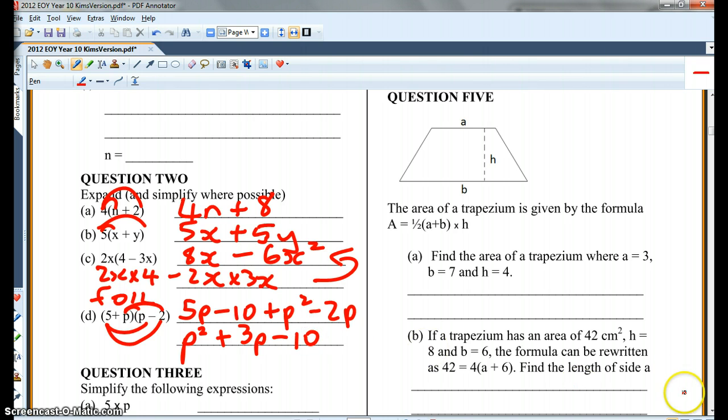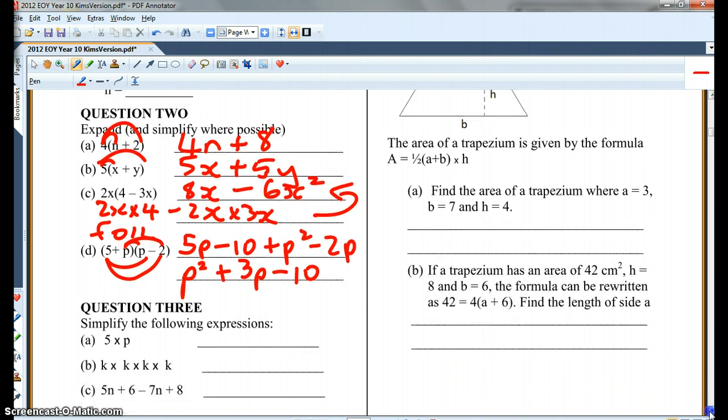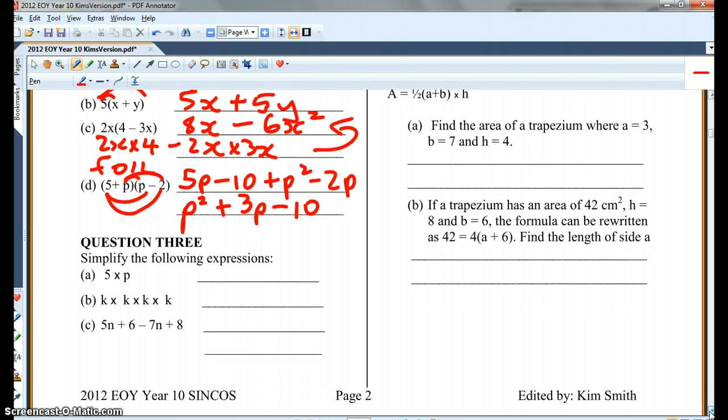Okay, question 3. Simplify these. 5 times p, we write 5p. K times k times k times k is k to the power of 4. And 5n minus 7n is minus 2n, plus 6 plus 8 is plus 14.